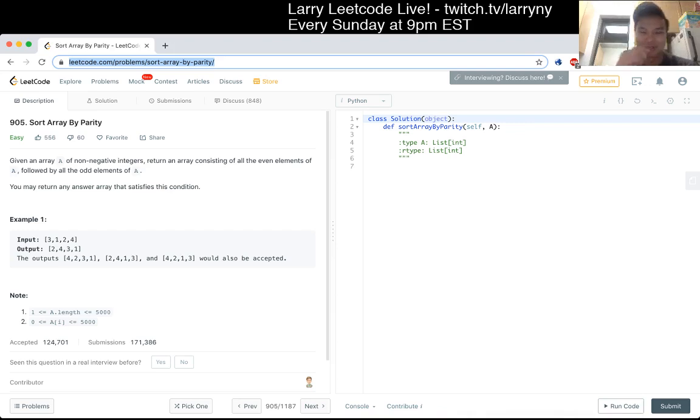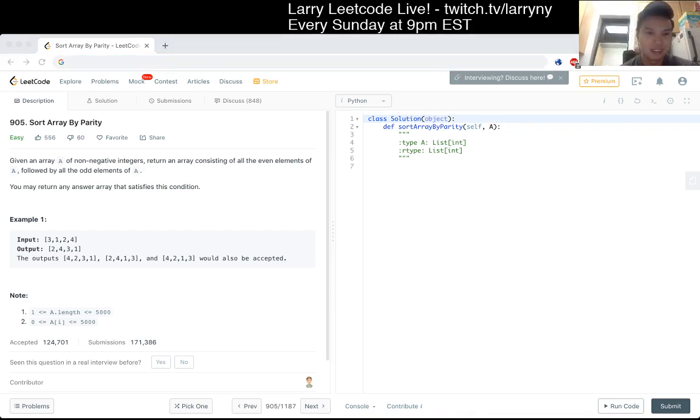I guess it is just what it sounds like. Not sure if there's anything tricky about it. What I would generally try to do in these sorting problems is just write a comparator. And in this case, that should not be that hard. You just want all the even numbers to be before the odd numbers.